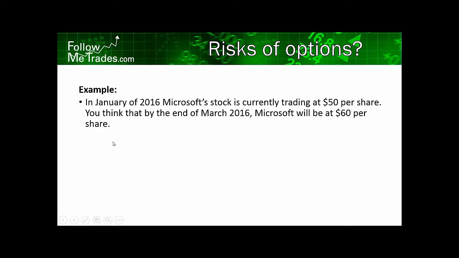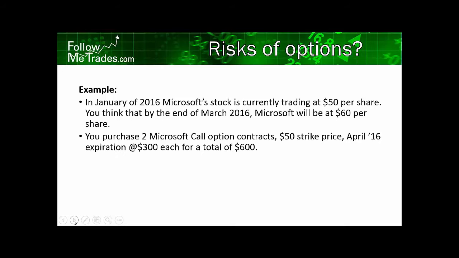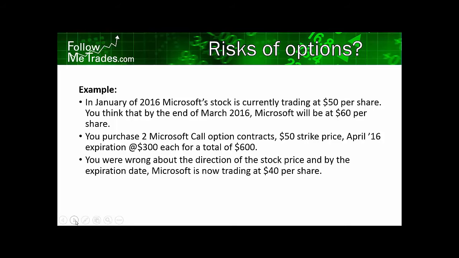So here's an example. In January 2016, Microsoft is trading at $50 a share. You think that by the end of March it's going to be up at $60 a share. So you go buy 2 Microsoft call options, $50 strike price, April expiration, a month out from the deal. It's $300 each. Total, you've got $600 into the trade.